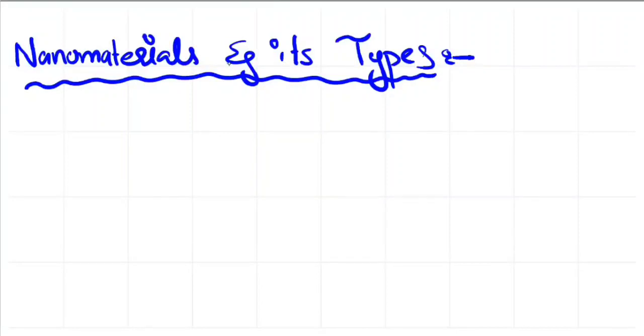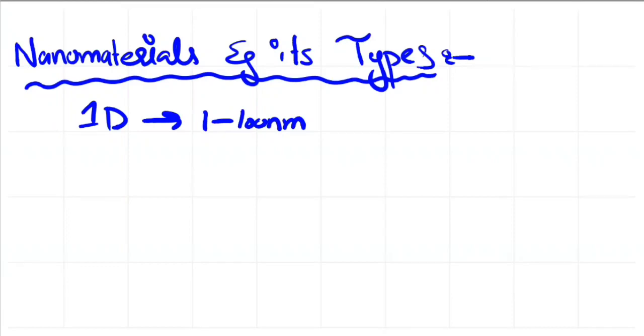Okay, so today I'm going to talk about nanomaterials and its types. Nanomaterials are materials that have one of their dimensions in the 1 to 100 nanometer range, and it can be any dimension or dimensions. So depending upon which dimension or dimensions are in the 1 to 100 nanometer range, they are divided into different types.